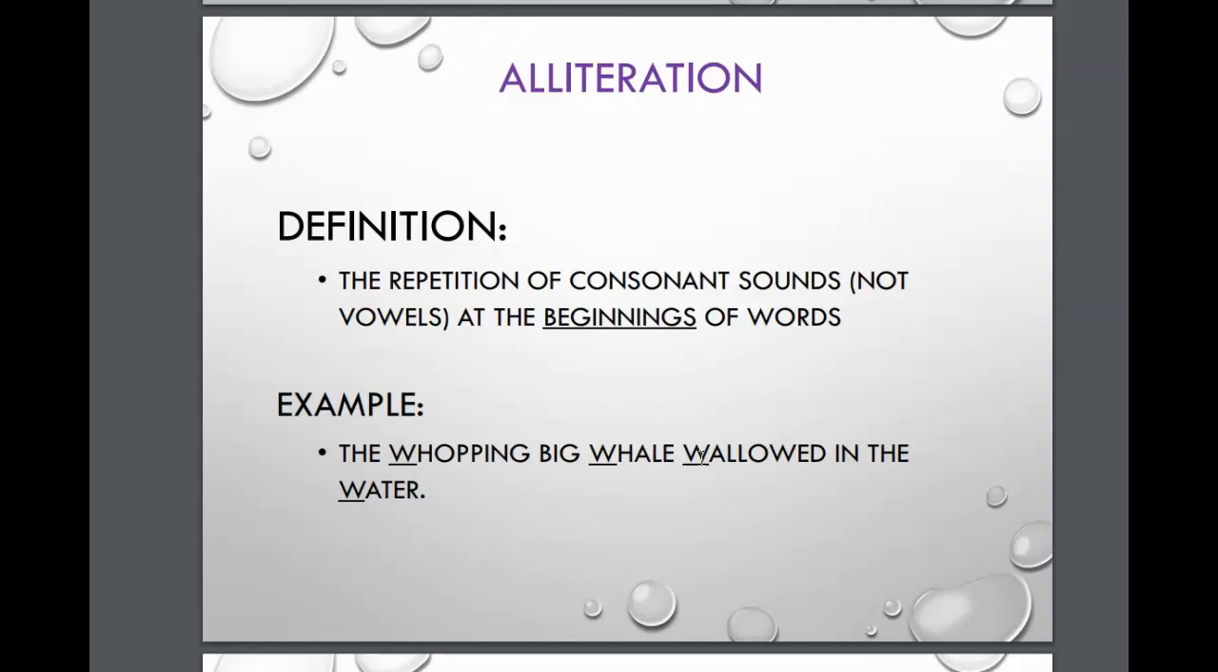Now, it's about the sound and not the letter. So cat and kite are also alliteration, even though one starts with a C and one starts with a K. They still have the same K sound. So if I said the cat flew a kite, I would still have alliteration.